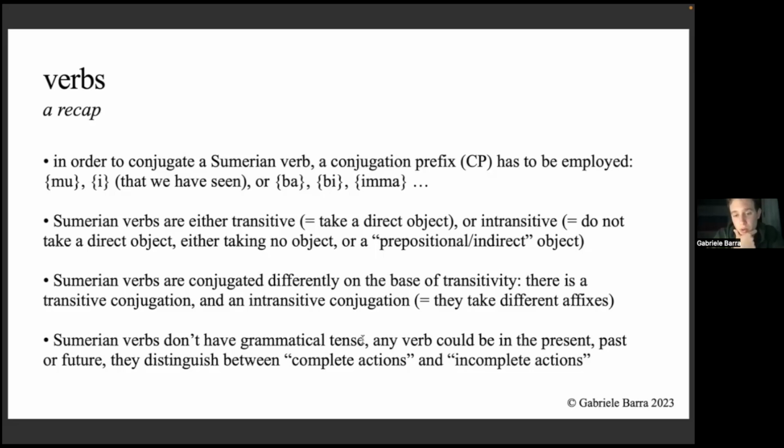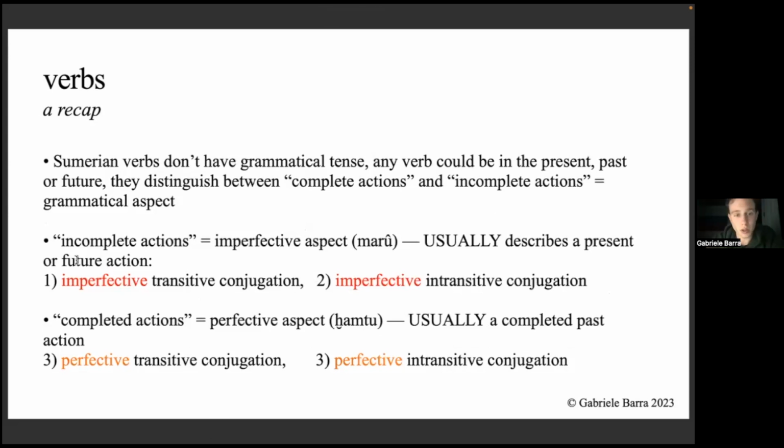So whether the action is complete, like "I did," or "I will have done," or incomplete, like "I used to do," "I was doing," or "I will be doing," where you have an action that isn't over yet. This is how we distinguish verbs in Sumerian. So the incomplete actions are what we call imperfective, because they are not perfect, so to say, actions. And we call them maru. Why do we call them maru?